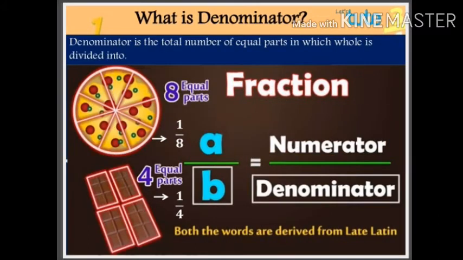Next, the definition of denominator. Denominator is the total number of equal parts into which the whole is divided. Here b is called the denominator. Examples for denominator: in the fraction 1 by 8, 8 is called the denominator. Another example, 1 by 4, in 1 by 4, 4 is called the denominator. It indicates the total parts of the whole.